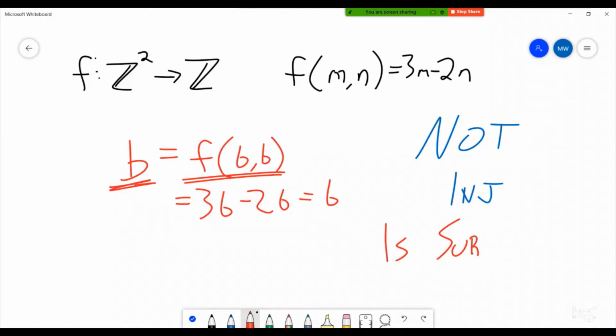Any other questions about this? Or any other questions that people have?